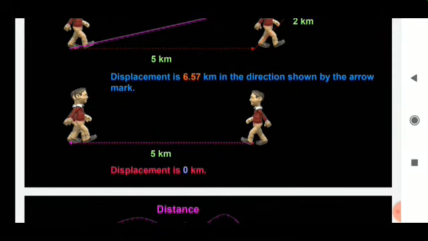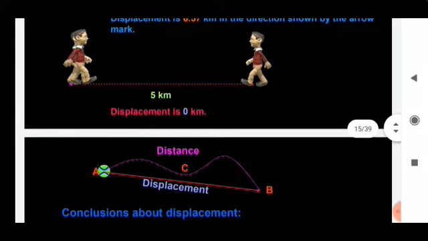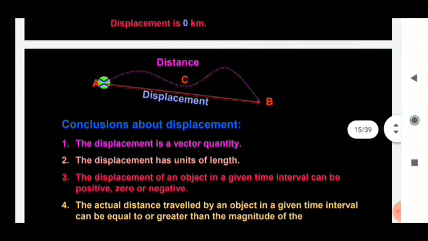Once again you can see in the second figure he is moving straight. Once again he is coming back. So where is the starting point? Where he has started is the starting point. Where is the ending point? Once again he has come back to the same position. So the distance traveled here is 10 kilometers, but the displacement will be 0 because the initial point and the final point are the same. That's why the displacement is 0 kilometers.